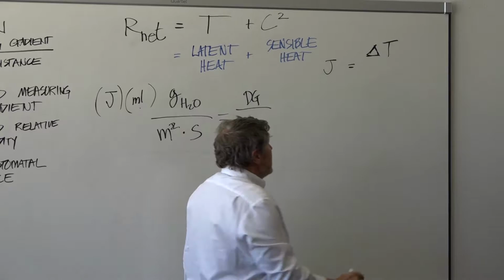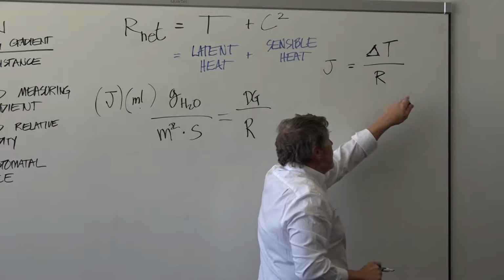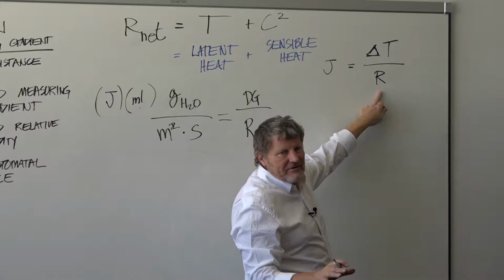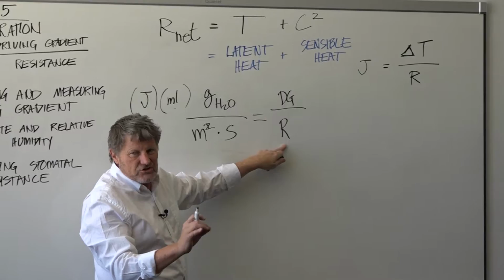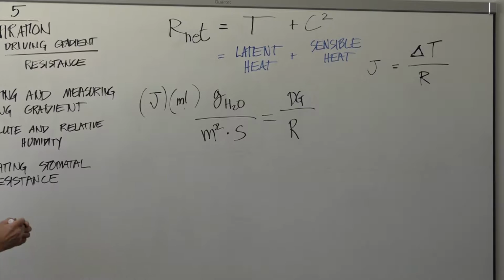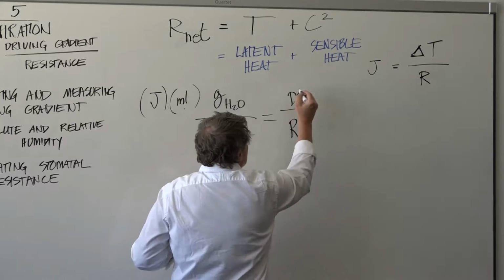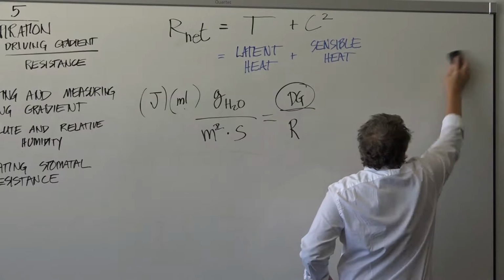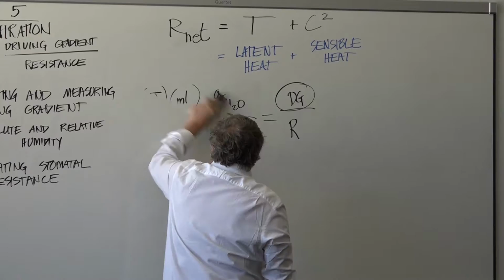And similarly, this is divided by resistance. Only over here, mostly this resistance is how fast the wind is blowing. This is a dominant factor here. This resistance is how open the stomates are to let the water vapor out. So the concepts are exactly the same. So now what we want to start with is this driving gradient right here. So we'll erase that. We're coming to that. Let me erase all of this. How do we calculate that driving gradient?